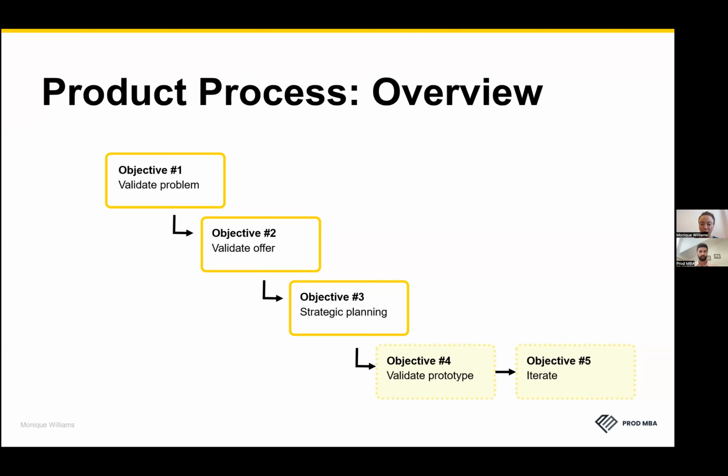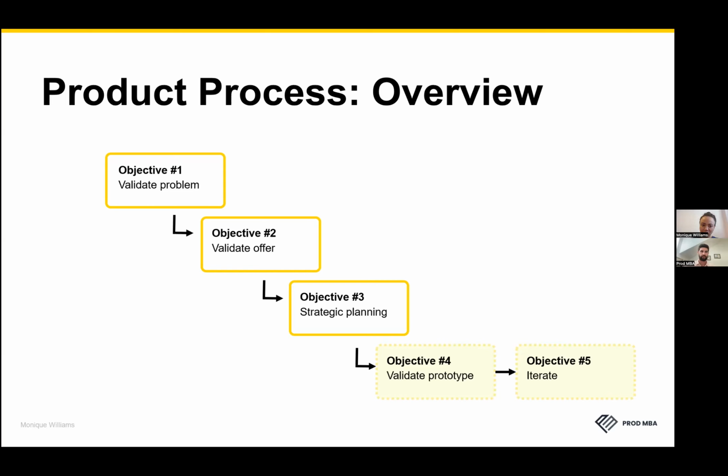figuring out what are problems that are worth solving, and then validating that that problem also has a real user out there that has this problem and wants to possibly use our product. Then looking at objective 2, defining and validating our offer that we want to be differentiated, before we then look at strategic planning and then ultimately understanding how to build and validate your prototype to then lastly iterate on your solution.